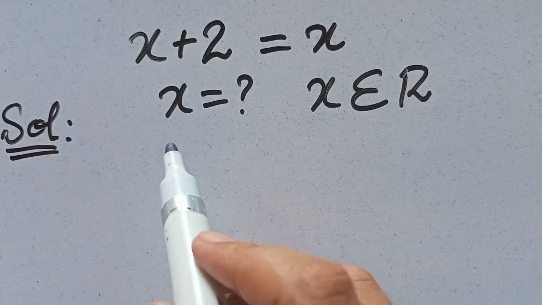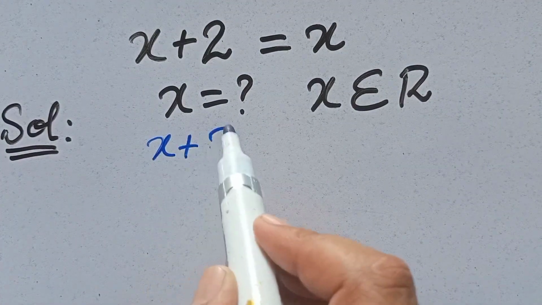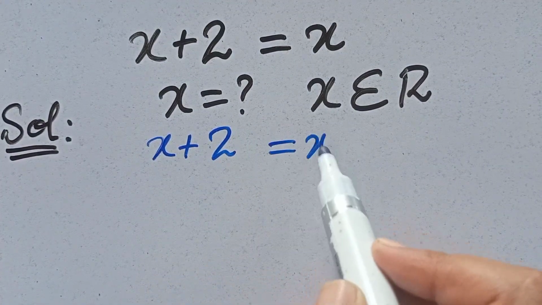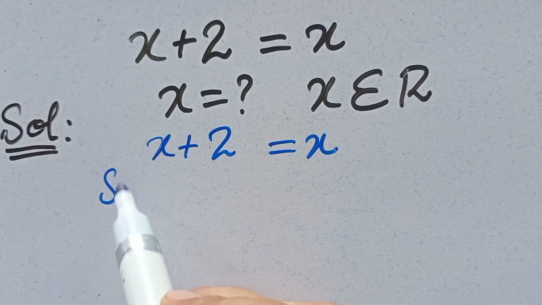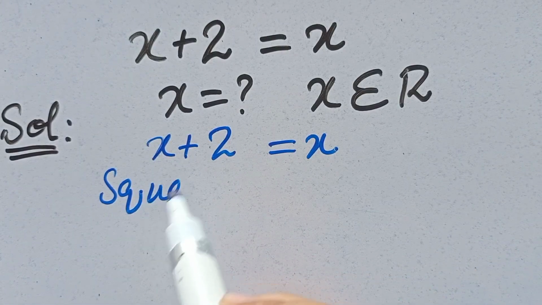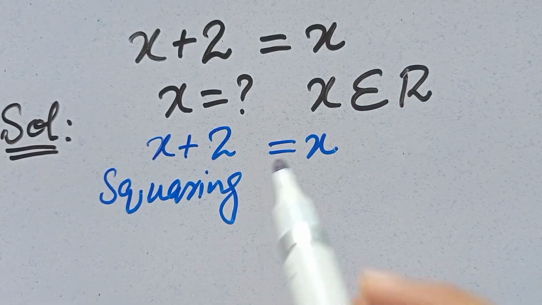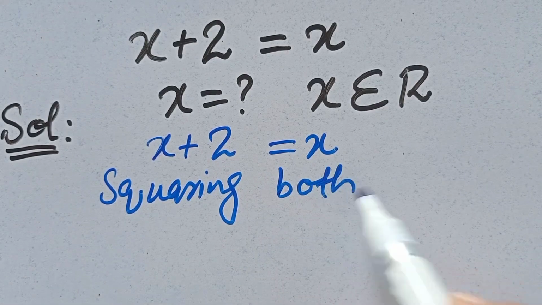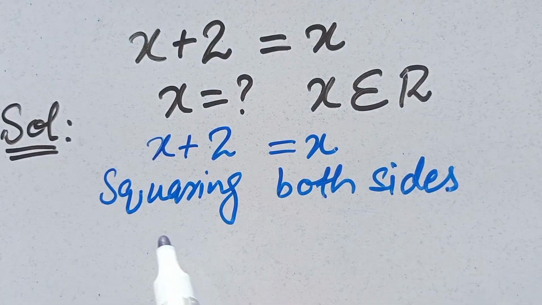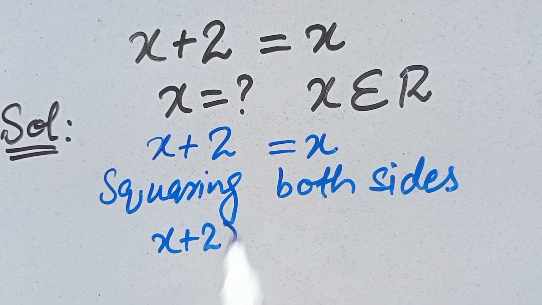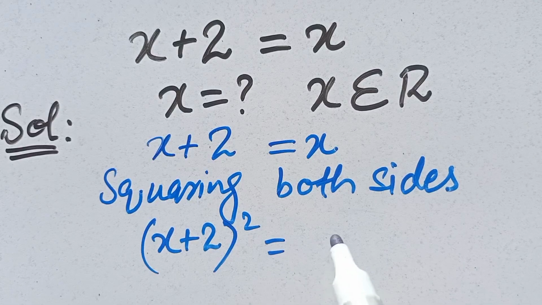If x plus 2 equals x, then what will be the value of x if x belongs to real numbers? Let's start the solution. We have x plus 2 equals x. Now squaring both sides of the equation in order to solve for the value of x, that is (x plus 2) whole square equals x square.